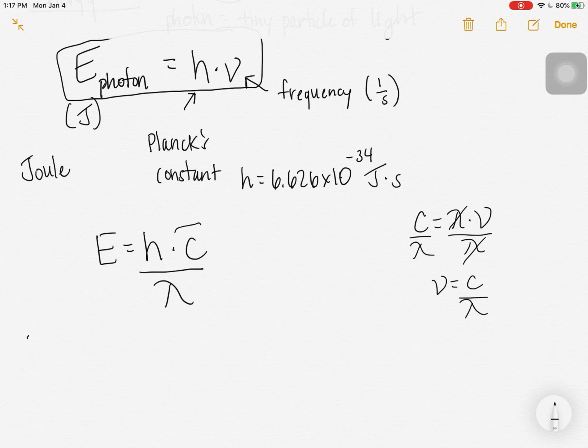So then what they did was they said, well, if C over lambda is frequency, right, then H times C over lambda is the same thing as H times frequency. Now, you don't have to know that. You don't have to ever be able to repeat that to me. But that's how they got that formula, in case you're wondering. Okay. So, where to from here? So there's two variations. Again, this is the energy of a photon.